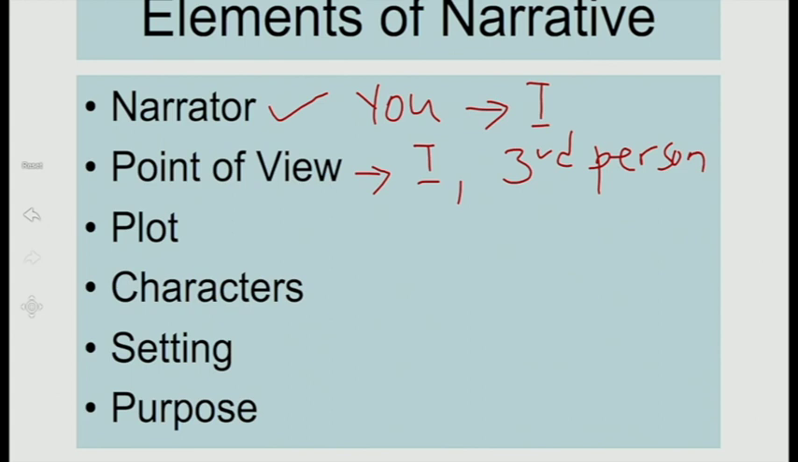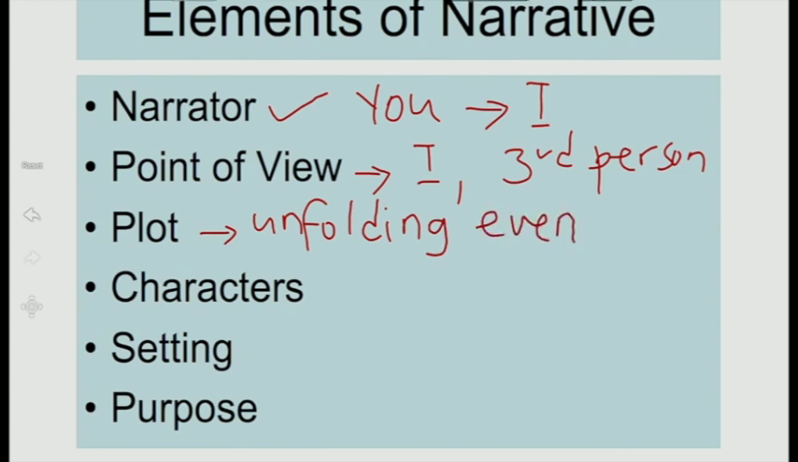And then again, in that story, you are going to have what is called a plot. A plot basically means the unfolding of the events. What are the things that are going to happen there? So this is the unfolding of events that creates the plot of your story.